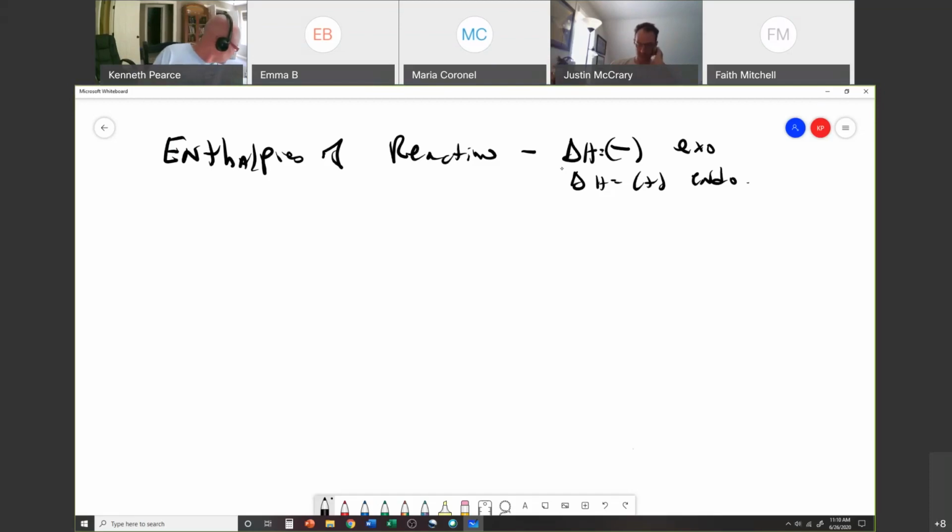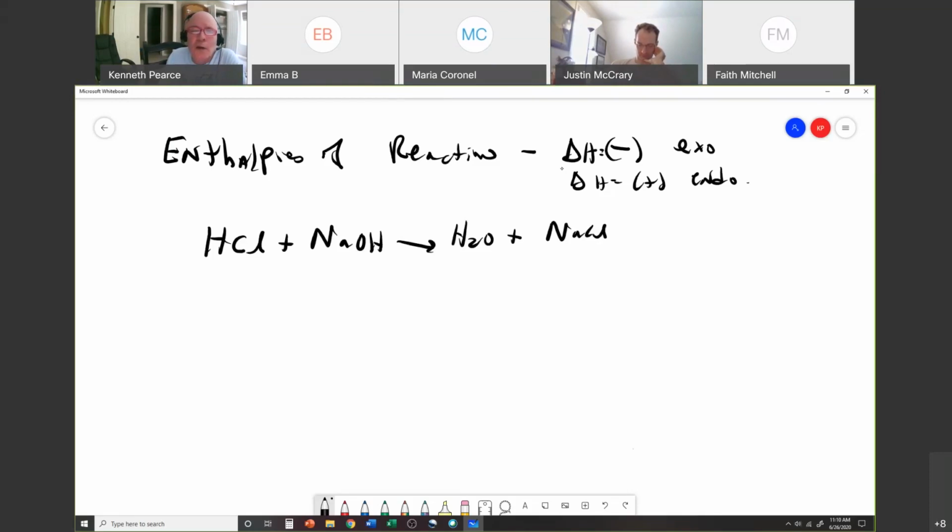And so let's say we have this reaction here. It doesn't matter which one, I'm just going to go back to HCl plus sodium hydroxide gives me water plus sodium chloride. And this is an acid-base neutralization. This we've seen from the previous chapters. This is one of many reactions.